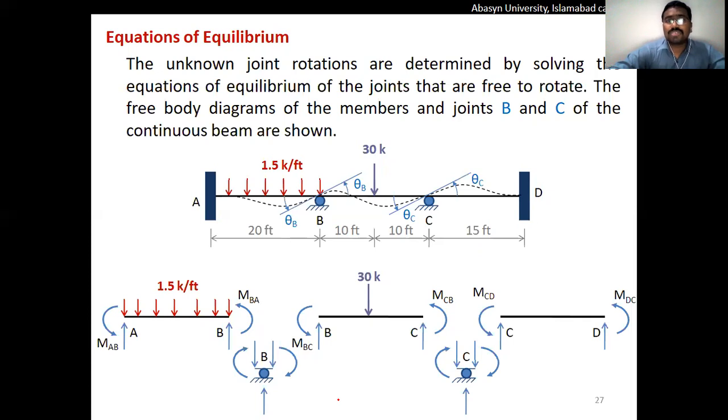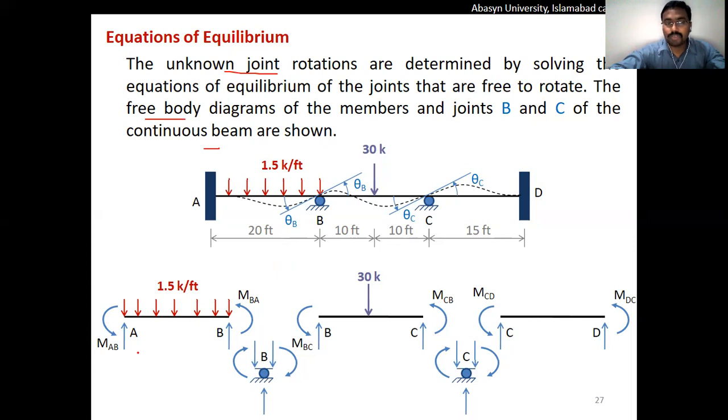Now we are going to apply the equations of equilibrium, which are applied to find the unknown joint rotations. First we draw the free body diagrams of the members and of joints B and C of the continuous beam. So what we are going to do is split this beam into three different parts: A to B, B to C, and C to D.